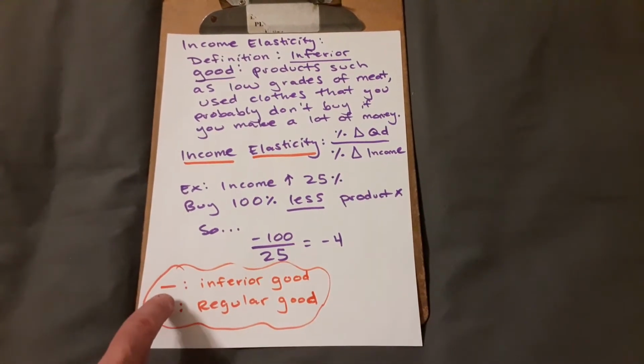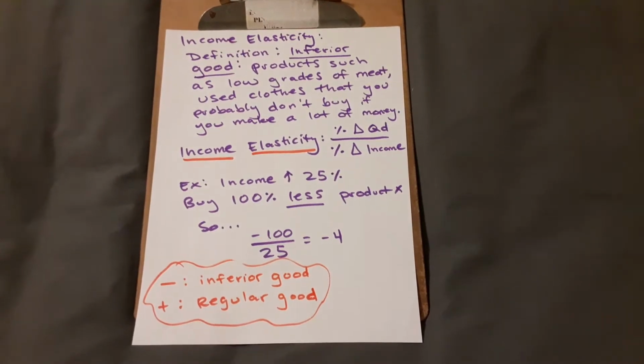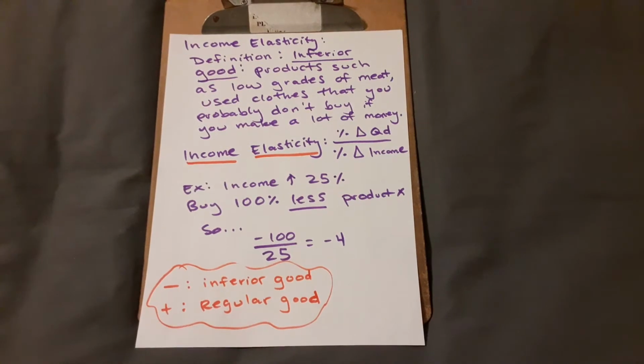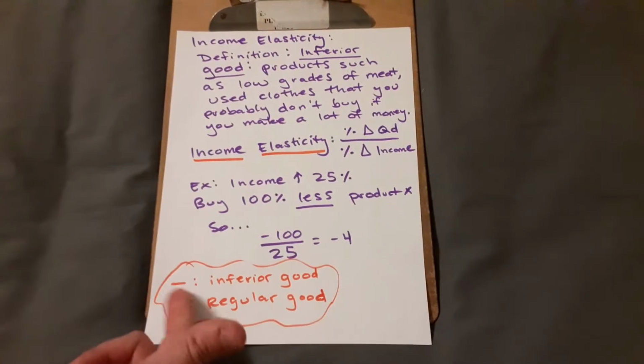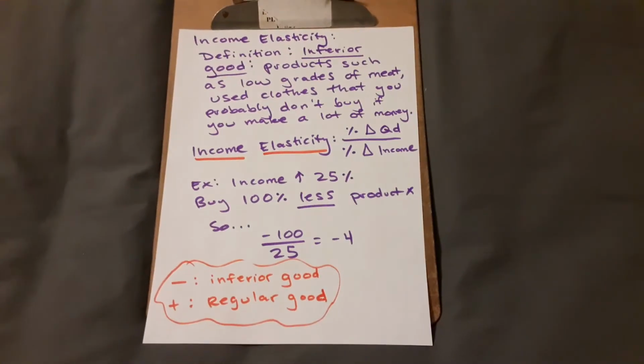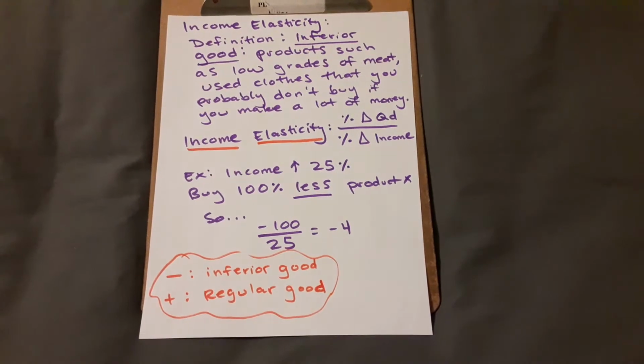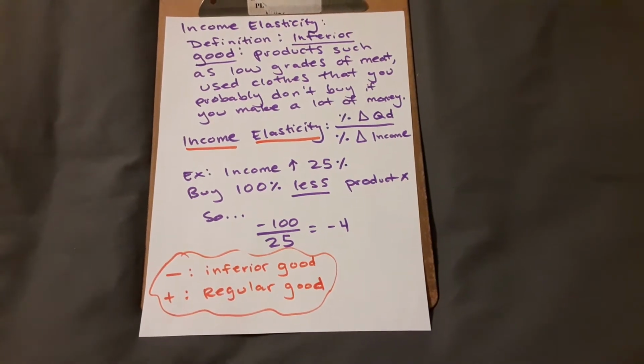Here's your key. If you have a negative number, that's an inferior good. If you have a positive number, you have a regular good. So here, negative 4 is obviously a negative number, so an inferior good. If it had said that your income went up by 25% and you bought 100% more, then we'd end up with a positive 4 and it'd be a regular good. But that's not what my example was.